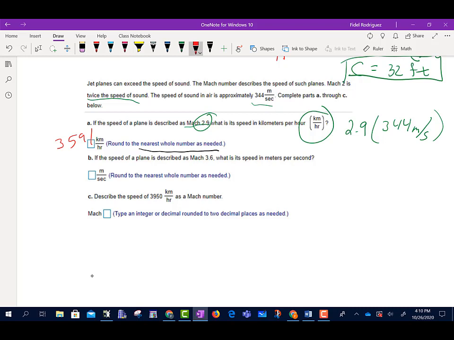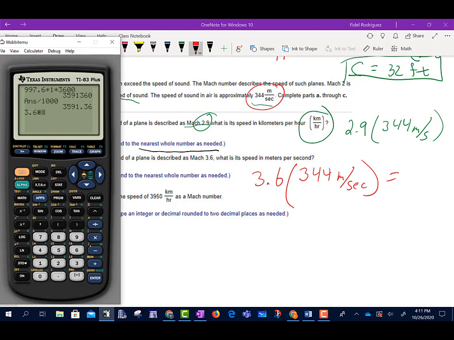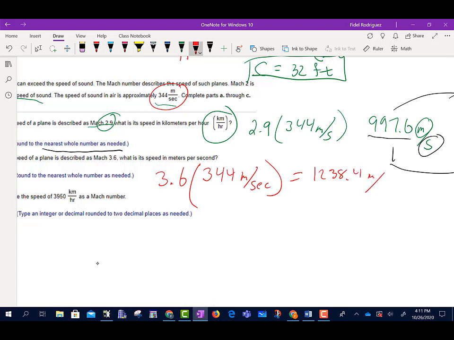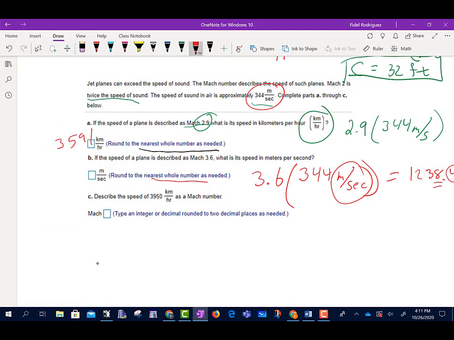Now, part B says, if the speed of a plane is described as a Mach 3.6, what is the speed in meters per second? Okay, so remember the first thing we're going to do, we're going to take 3.6 and multiply it by 344 meters per second. Let me take my calculator, 3.6 times 344, and that's giving me 1238.4. And this is my speed in meters per second, because we were already in meters per second. Again, the directions are asking me to round to the nearest whole number. Since the next digit is not a 5 or greater, it's still going to be 1238.